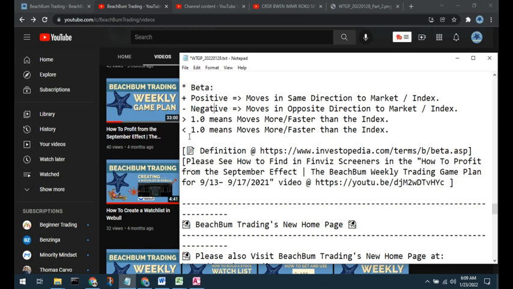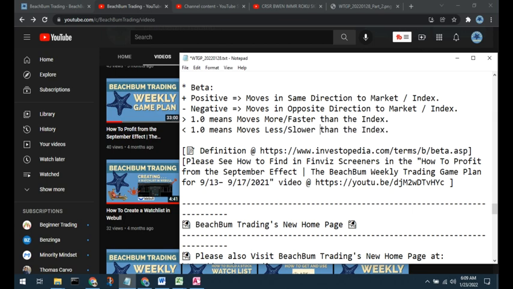Now, another useful factor of beta is you can use this to reduce the volatility of your portfolio if you would like. If a stock has a beta that's around 1 or greater than 1, it's going to move faster than its index, and this is the absolute value, so positive or negative. If it's greater than 1, it's going to move faster than its index. If it's less than 1, it's going to move slower than its index.